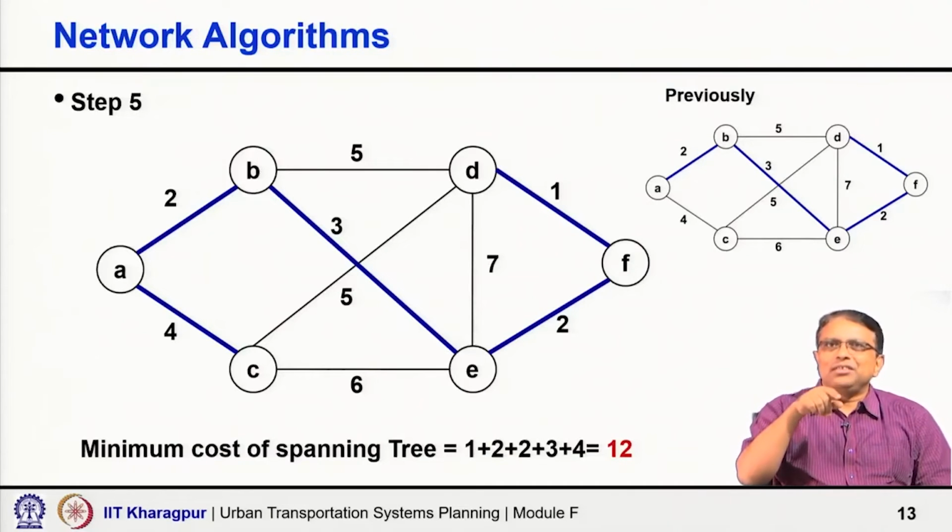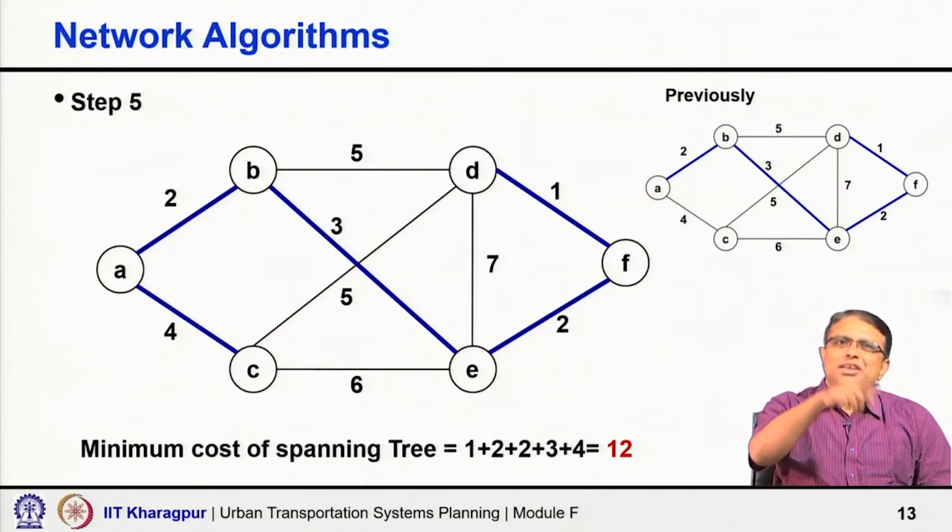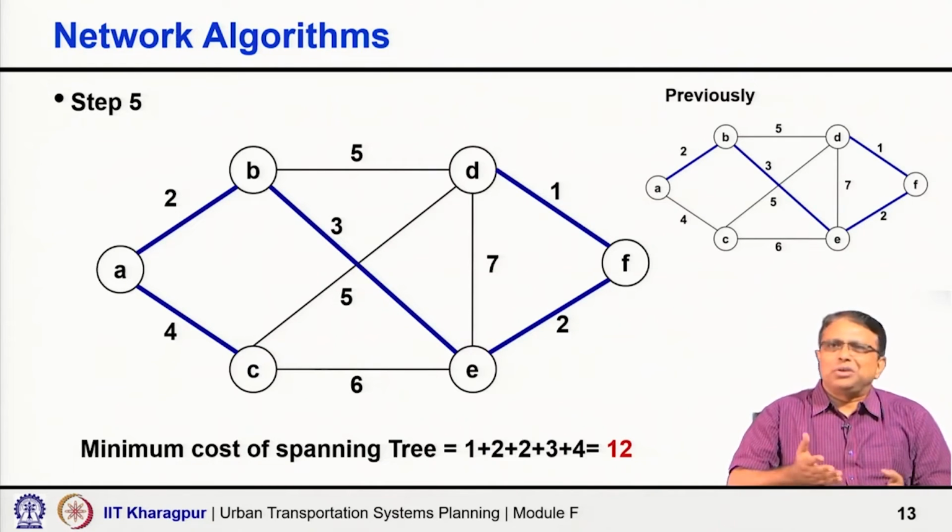Why? Because then already I have connected D to F, E to F. I do not want to connect D to E, because then it will form a loop. Even if that D is 4, I would still have rejected that and then taken the next one, whatever is the next higher. If it is not forming the loop, I would have taken it.